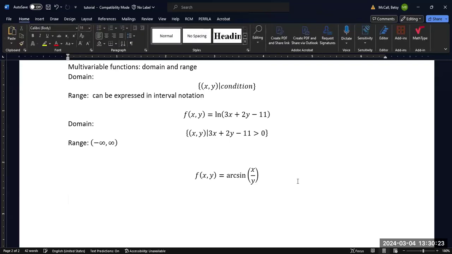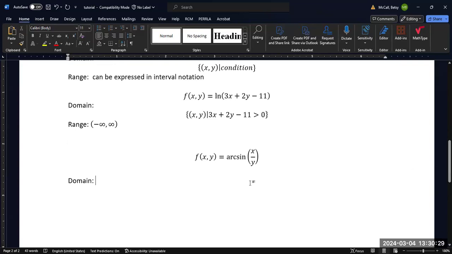What is the domain of the arcsine? Well, remember that the sine has a range of -1 to 1. And so the arcsine has that range as its domain. So we're bound between -1 and 1.